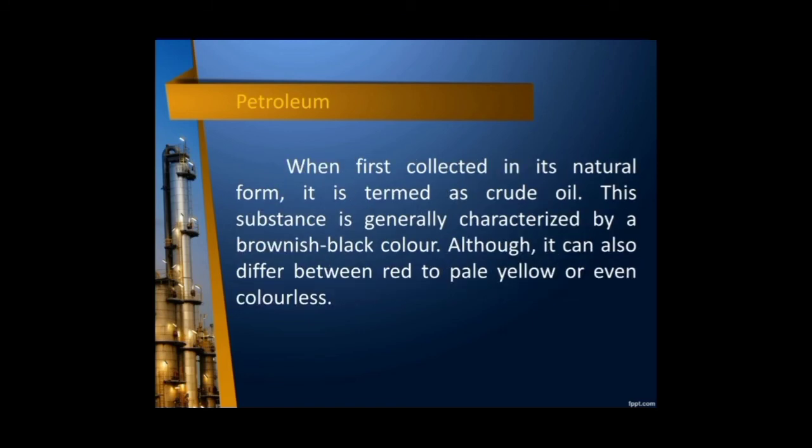When first collected in its natural form, it is termed crude oil. This substance is generally characterized by a brownish-black color, although it can also differ from red to pale yellow, or even colorless. Its thickness varies from a nearly solid tar-like consistency to low viscosity, almost like water.